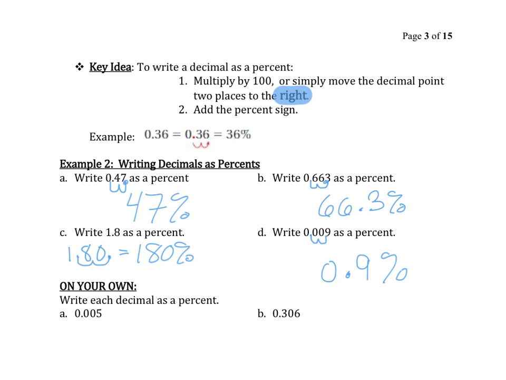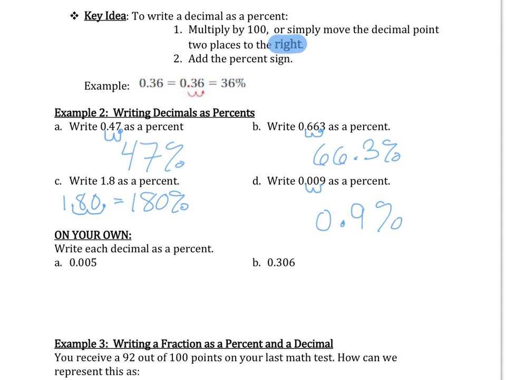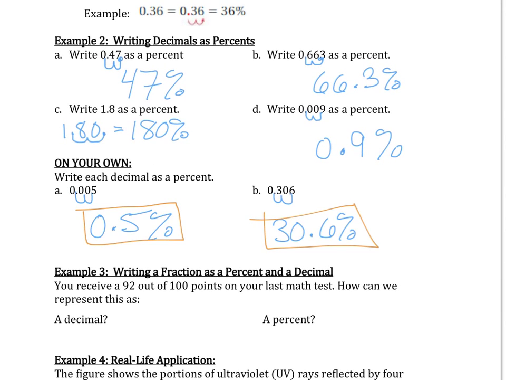Same thing as before, I have full confidence in you guys, you know how to move 2 decimal places to the right, so just pause it real quick and then hit play whenever you're ready to check your answers for these next 2. Okay, so you should have ended up with 0.5% and 30.6% for those 2 on your own.